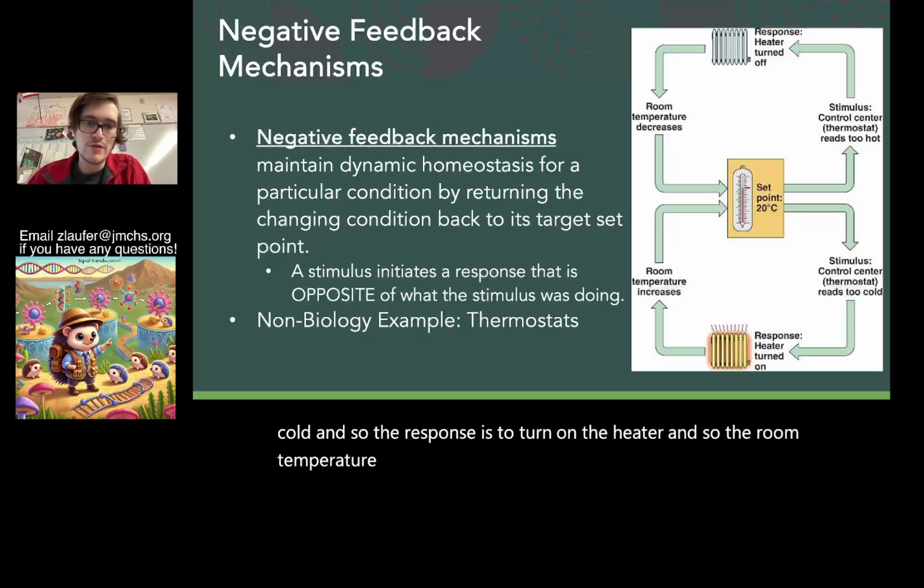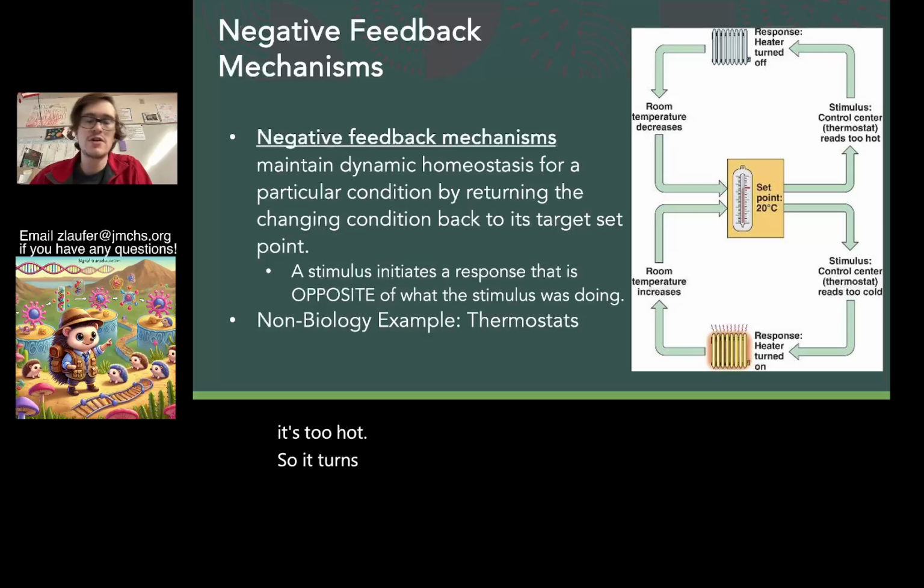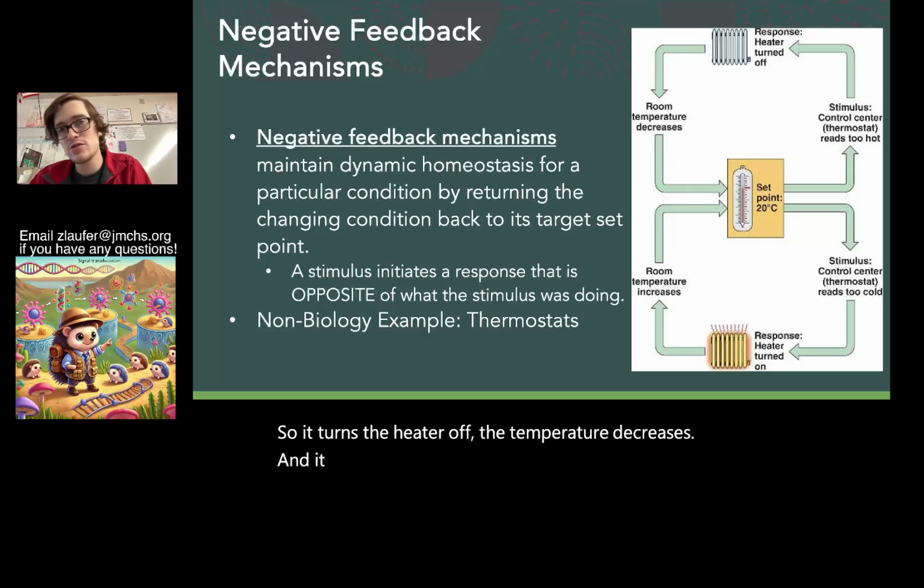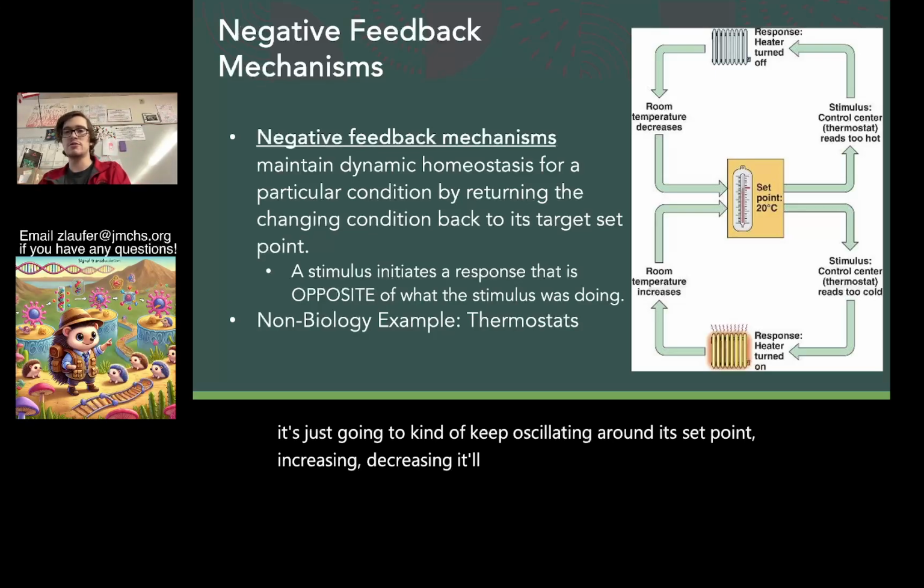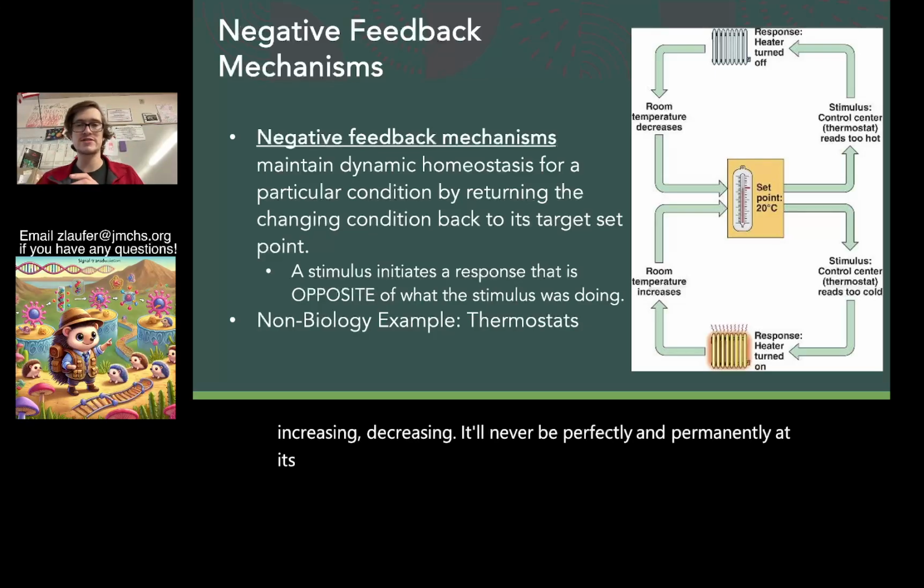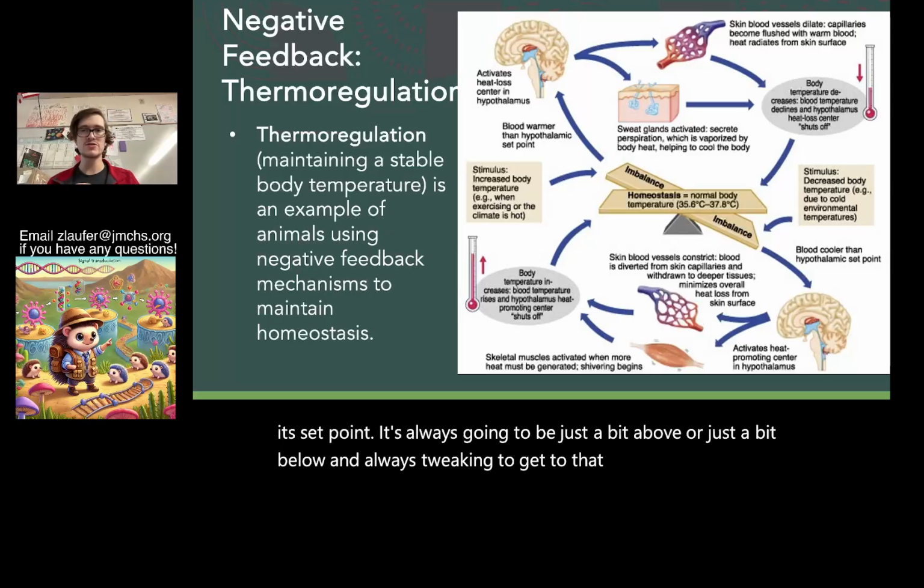But then maybe you overshoot it. The heater's on for slightly too long, and now the thermostat reads that it's too hot, so it turns the heater off, the temperature decreases, and it repeats. Maybe it goes a little too low now, and you can see it's just going to keep oscillating around its set point, increasing, decreasing. It'll never be perfectly and permanently at its set point. It's always going to be just a bit above or just a bit below, and always tweaking to get to that point.